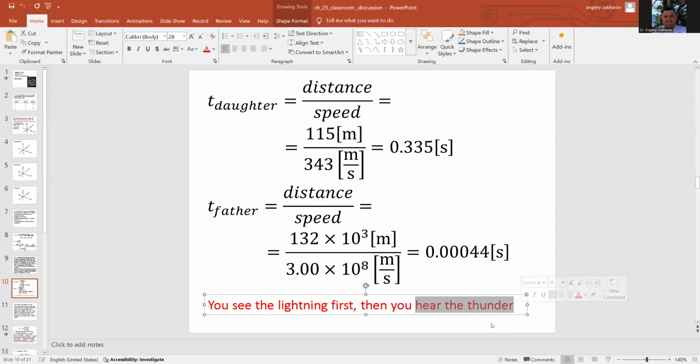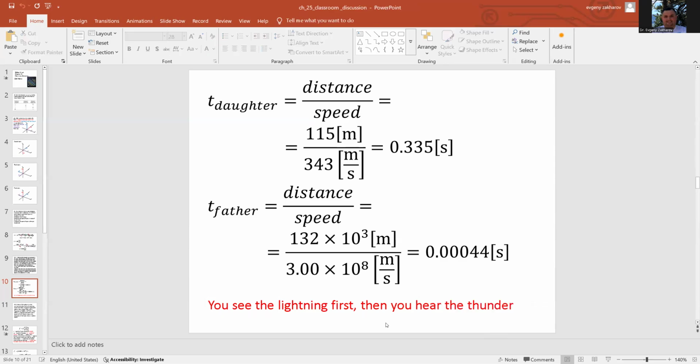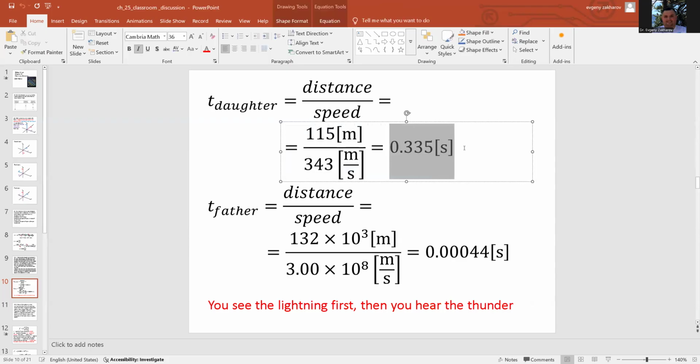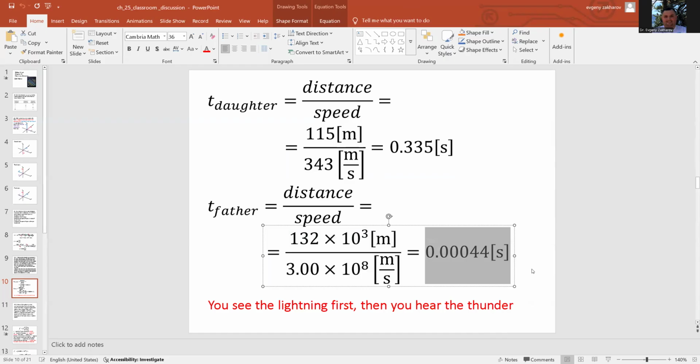So if you see the lightning and then you hear the thunder right away, you really want to run away from that place because you're too close to that spot. And you don't want to be hit by lightning. You'll die from that. So sound travels fast, but not as fast as light does.